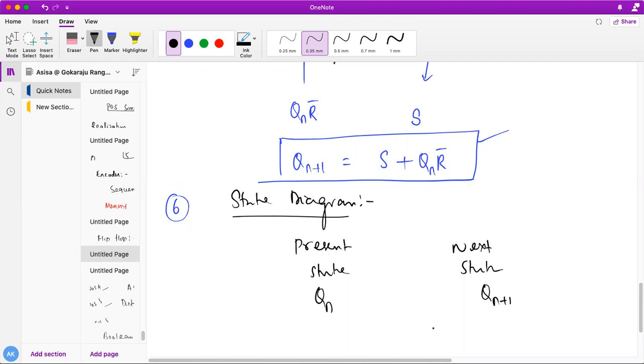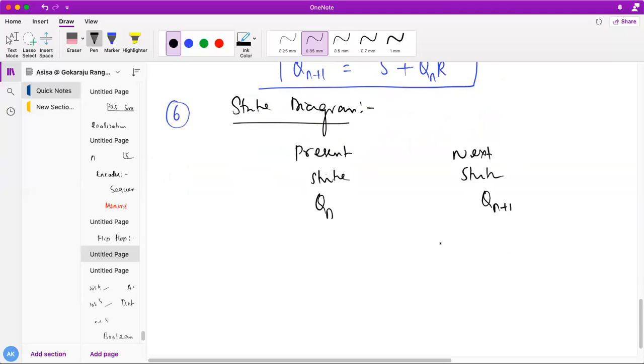So what does the state diagram tell? A state diagram is the representation of state transition. State transition means how the state transits from present state to next state, that is, Qn to Qn plus 1, with respect to external inputs. Do you all understand, students? It is the representation of changing from present state to the next state in the presence of external inputs. What are the states actually, students? States are nothing else, 0 and 1.